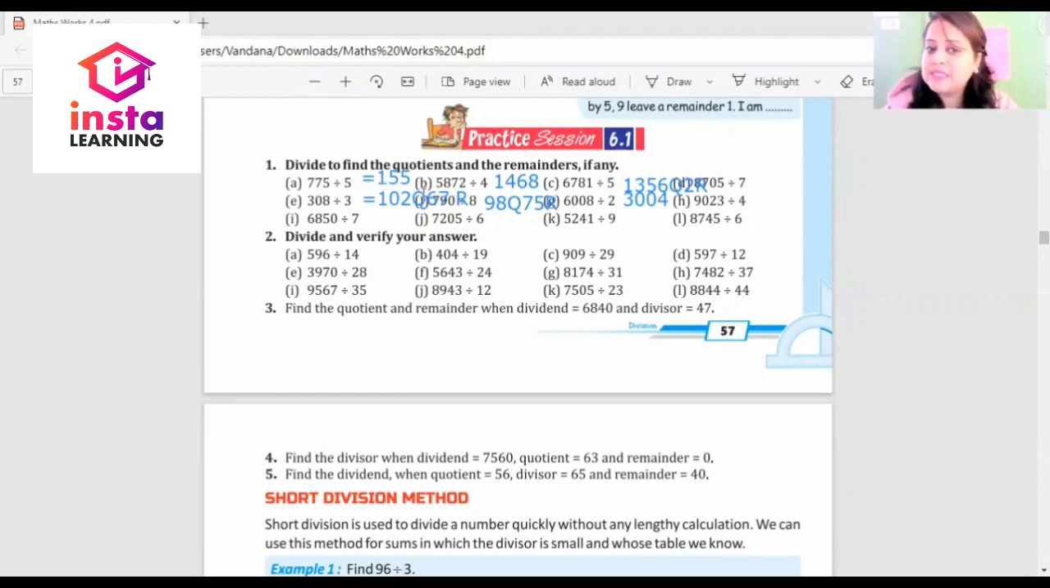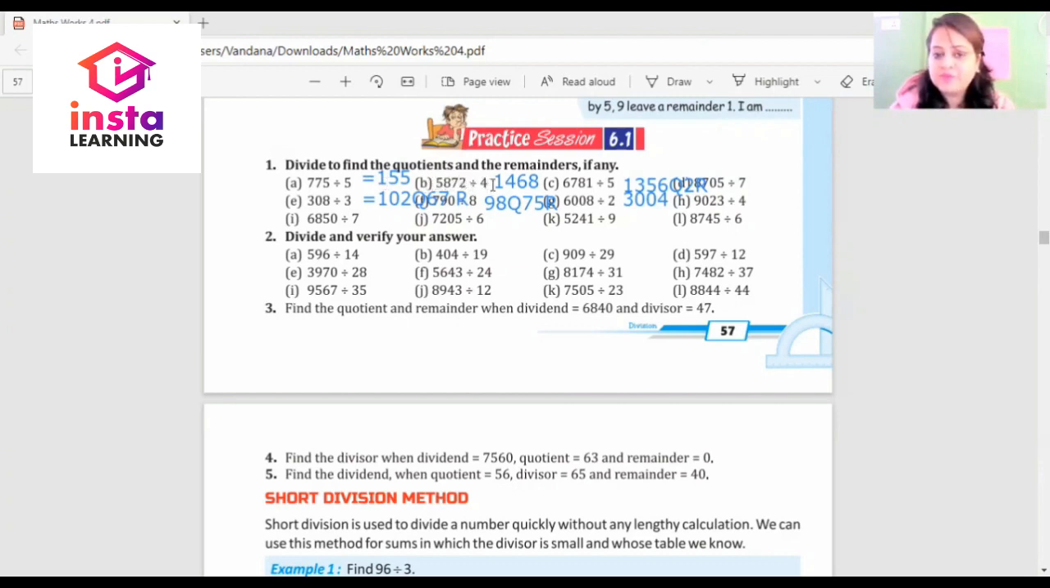So you will get the answer here. 155 is your quotient. No remainder is here because the divisor is 5, and at the ones place of the dividend is also 5. So you will get no remainder. Now this is your B question.